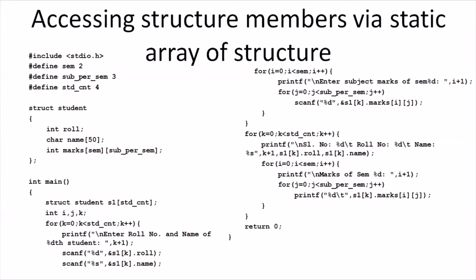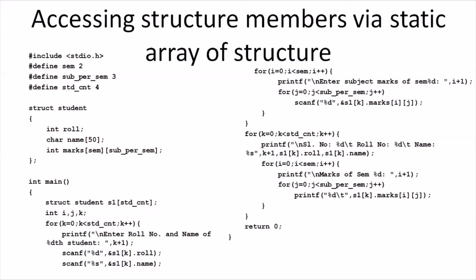So ampersand S1 of k dot roll will store the roll number taken as input from the user in the roll number field of the kth cell of the S1 array. Similarly, ampersand S1 of k dot name will store the name taken as input from the user in the name field of the kth cell of the array S1.